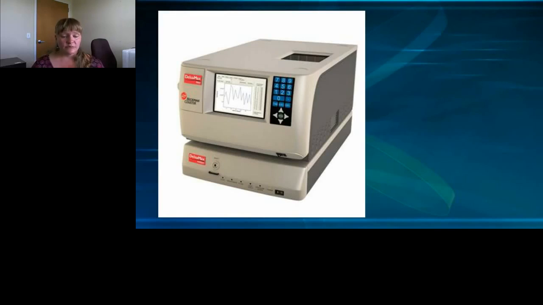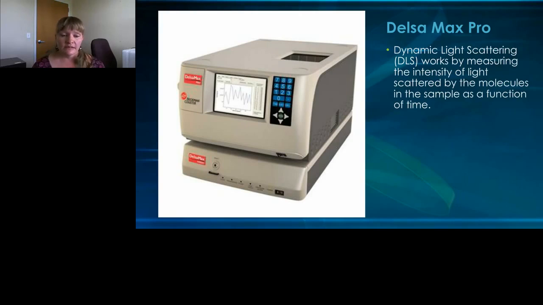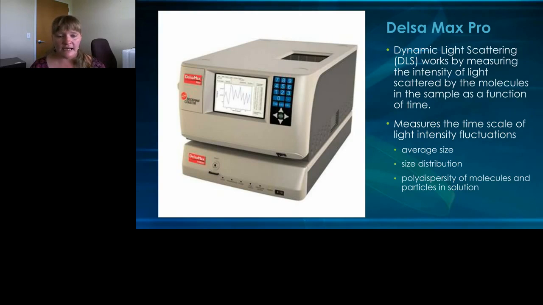This is the DelsaMax Pro. With the dip cell that comes with it, it only requires 55 microliters of the sample to be analyzed by dynamic light scatter. It measures the intensity of the light scattered by the EVs in the sample as a function of time. The system provides the average size distribution and polydispersity of molecules in the particles of the solution. To note, however, the resolution capabilities of most DLS instruments is 1 to 3, such that a 100 and a 300 nanometer particle may be resolved, but populations that are closer may not.